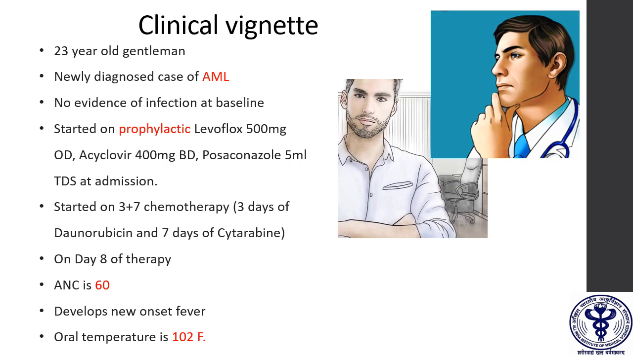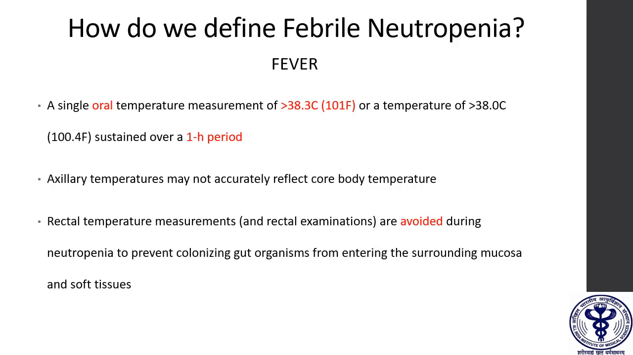So, in a sense, this is a patient with a hematological malignancy now presenting with fever and neutropenia. But does he satisfy the criteria for being called febrile neutropenia? In order to do that, we will have to look at the definitions. So, the fever in febrile neutropenia is defined as a single oral temperature measured as more than 101 degrees Fahrenheit or a temperature of more than 100.4 degrees Fahrenheit which is sustained over a 1-hour period. In these cases, axillary temperatures are not accurate and rectal temperatures are actually avoided to prevent translocation of resident flora.